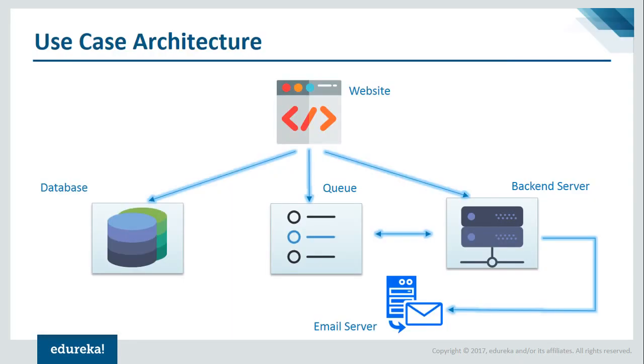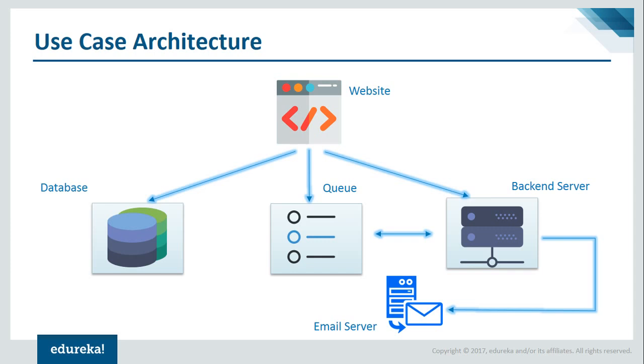So guys, our website is basically interacting with three resources, all right? Our website is first interacting with the database, is then interacting with a queue, it is also interacting with a backend server, all right? How? Let me explain to you. The database is basically used to enter your details, like your name, your email address, your location, etc.